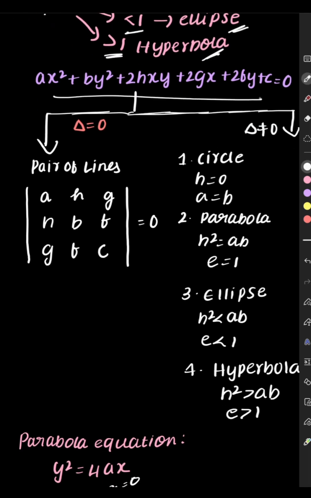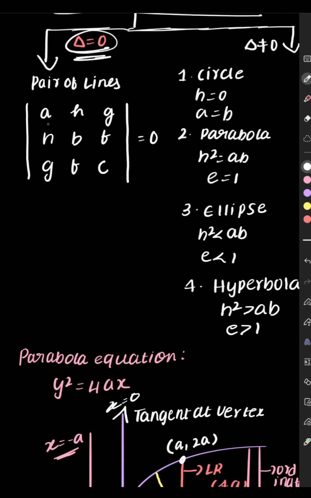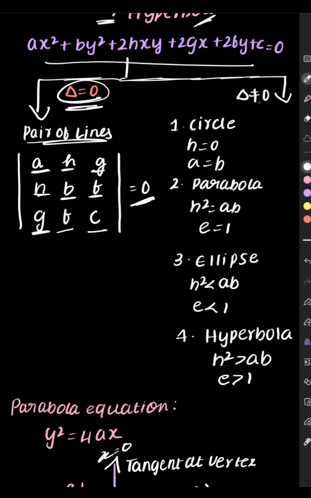This is a general equation of a conic, and if delta is equal to 0, so how to remember what delta is? An honest girl having boyfriend goes for college. If this is equal to 0, then it's a pair of straight lines. But if it's not equal to 0, then it can be any of these four conics.